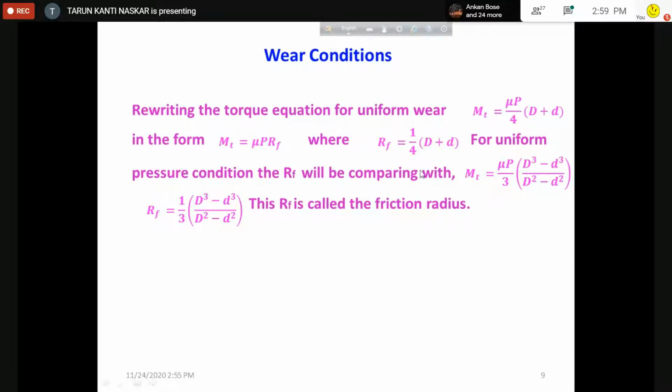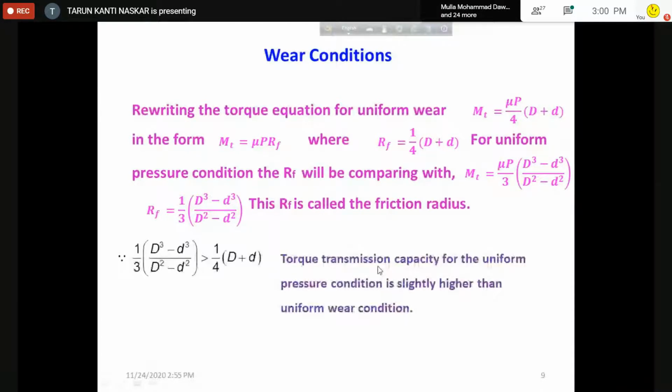So the friction radius for uniform wear is 1/4 (capital D plus small d), and for uniform pressure it is 1/3 (D cube minus d cube) divided by (D square minus d square). The uniform pressure Rf will act for some period of time at the beginning, but after that Rf is considered to be 1/4 (D plus d).